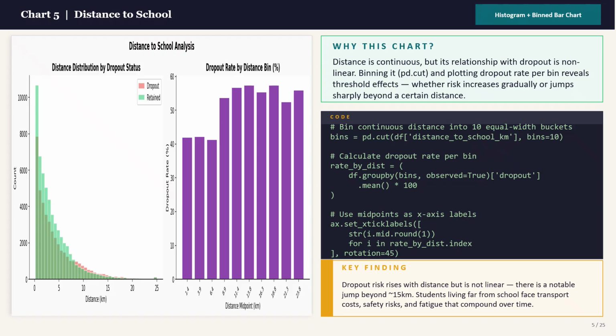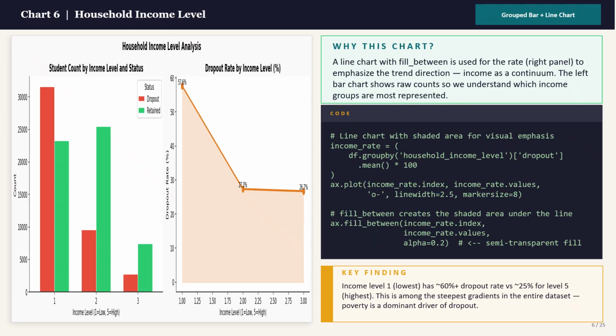The key finding we obtained was that the dropout risk rises with distance but is not linear, and there is a notable jump beyond approximately 15 kilometers. And we noticed that students living far from school face transport costs, safety risks, and fatigue that could compound over time.